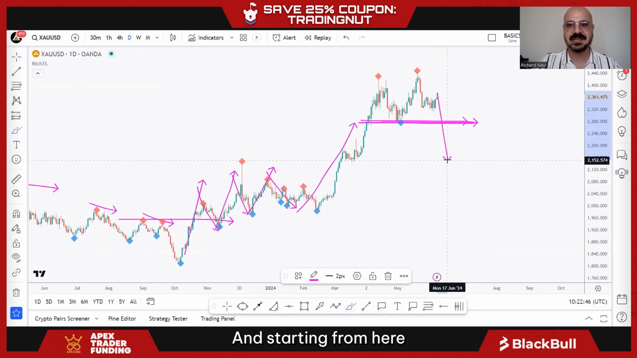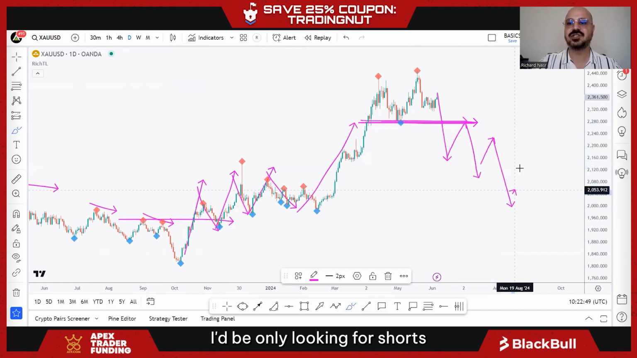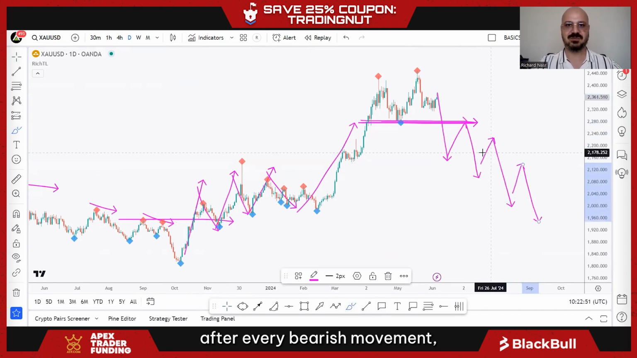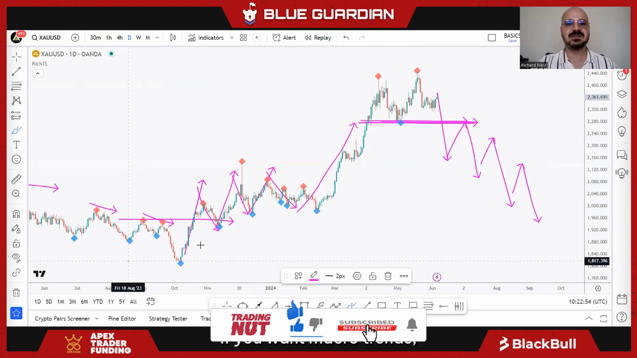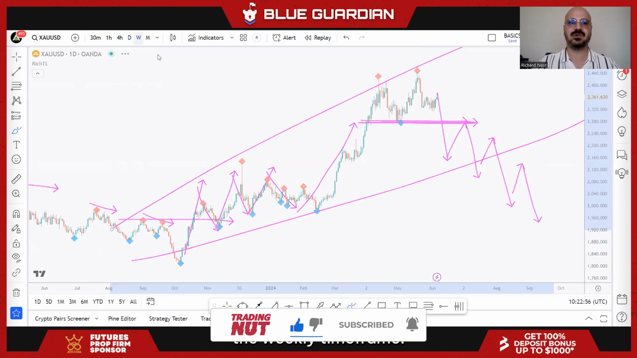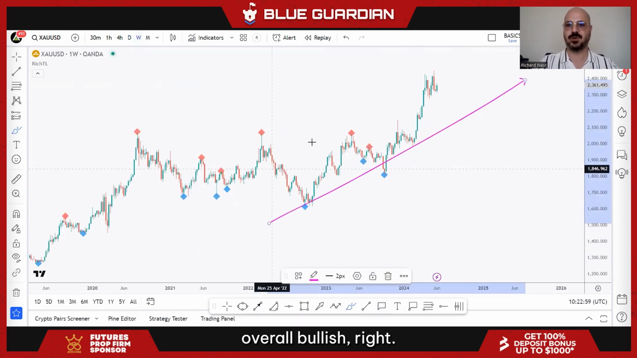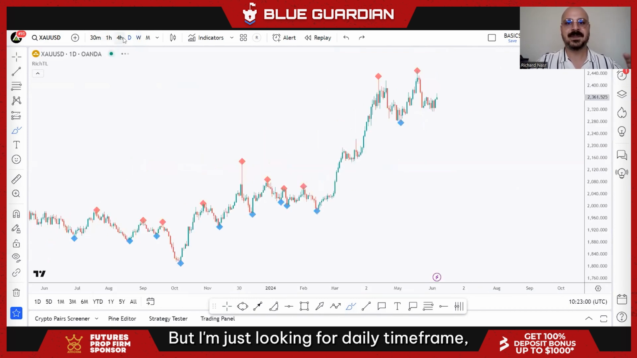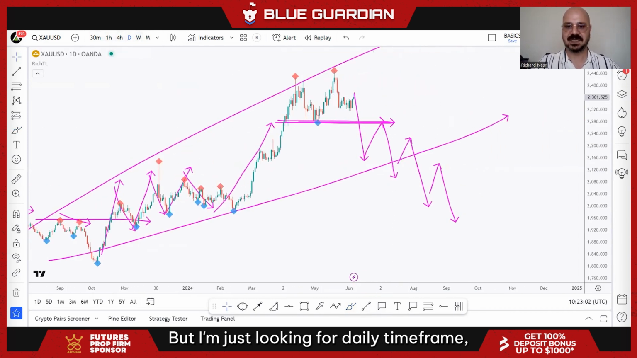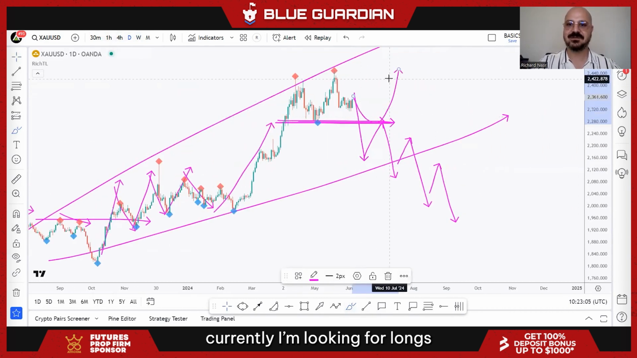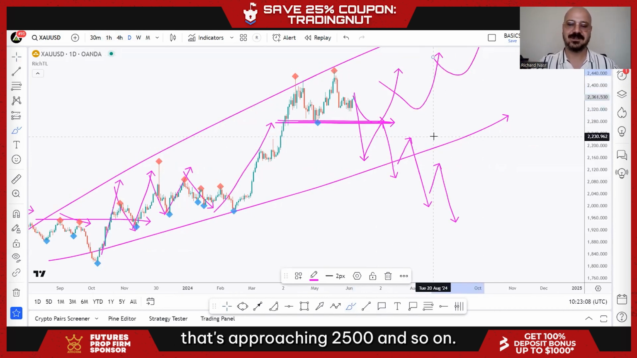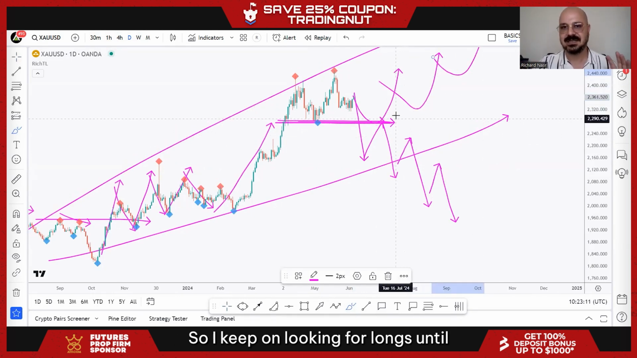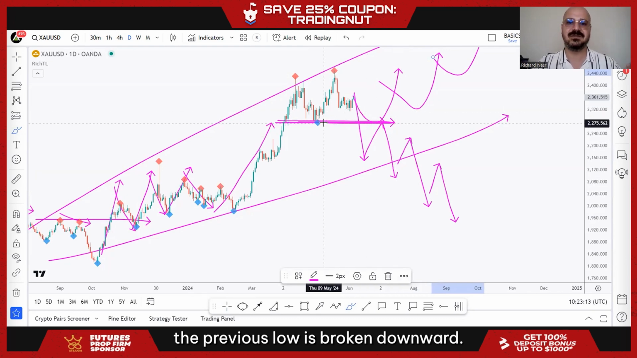And starting from here, I'll be only looking for shorts after every bearish movement. No matter the fundamentals, no matter the overall macro trend, if you want to zoom out to weekly time frame, of course we are overall bullish, right? But I'm just looking at the daily time frame. Currently, I'm looking for longs after every bearish movement on gold. It's approaching the 2500 and so on. So I keep on looking for longs until the previous low is broken downward.